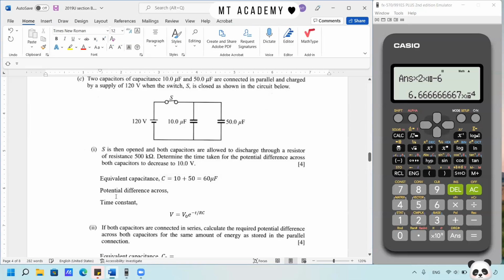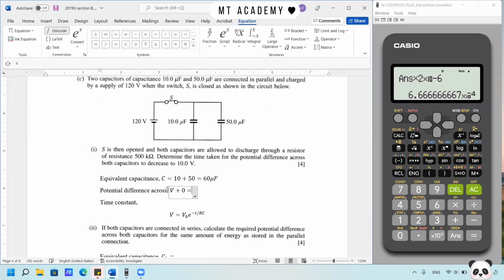Simple. And for the potential difference across the capacitor, or the initial potential difference, it is charged by a supply of 120 volt, so it should be equal to 120 volt. Okay, so this would be the initial potential difference.